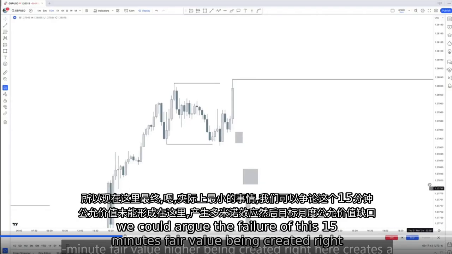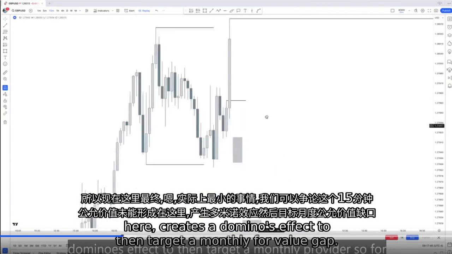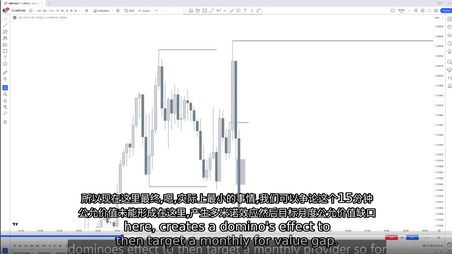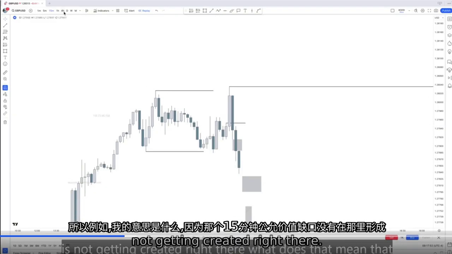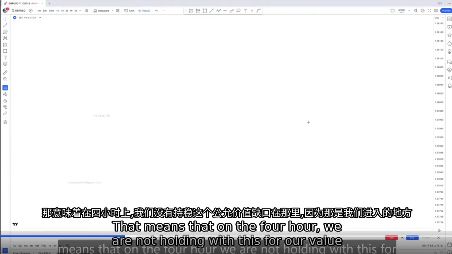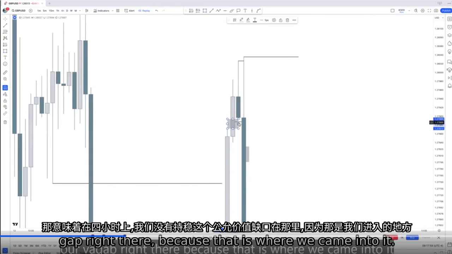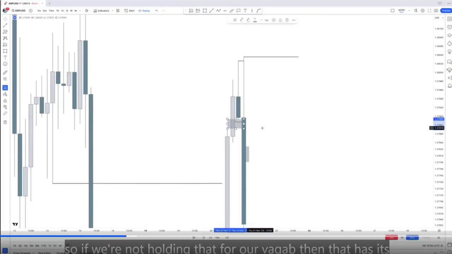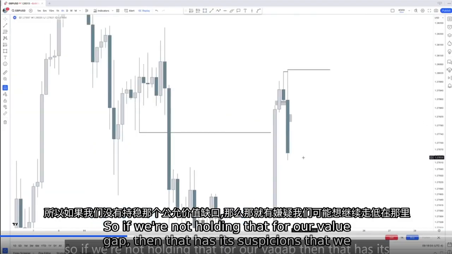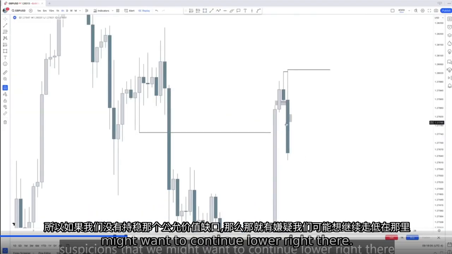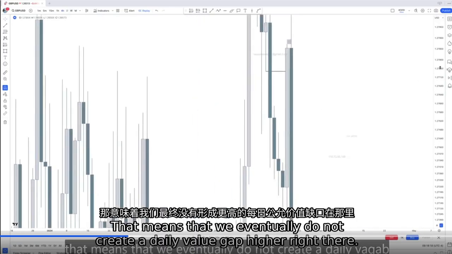value gap higher being created right here creates a dominoes effect to then target a monthly fair value gap. So for example, what I mean with this, because that 15-minute fair value gap is not getting created right there. What does that mean? That means that on the 4-hour, we are not holding with this 4-hour fair value gap right there, because that is where we came into it. So if we're not holding that 4-hour fair value gap, then that has its suspicions that we might want to continue lower right there. That means that we eventually do not create a daily value gap higher right there.